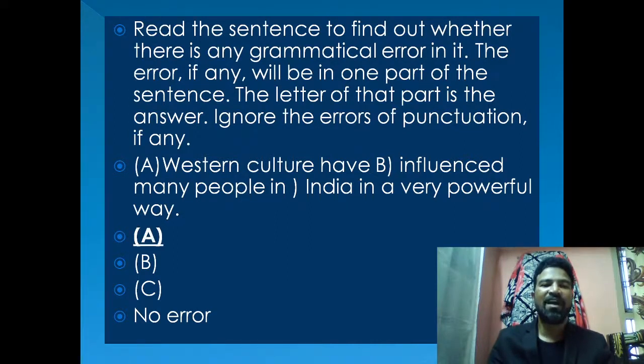Yes, the answer is part A. "Western culture have": Western culture is singular, so it should be "Western culture has". Otherwise, if you use plurals like "Western cultures", then "have" is okay. But Western culture being singular, we should have "has". Therefore, the error is in part A of the sentence.